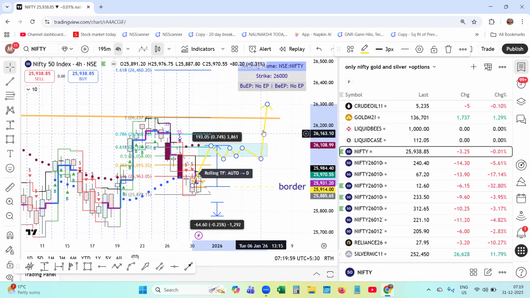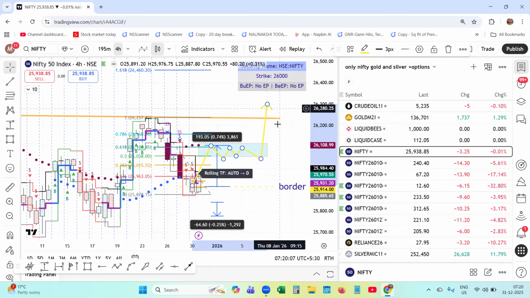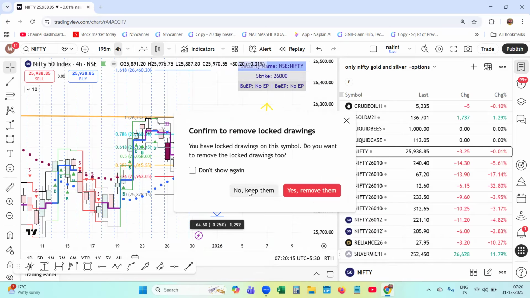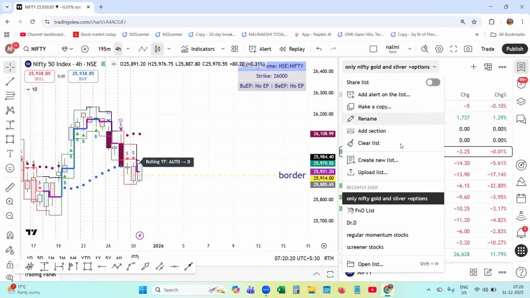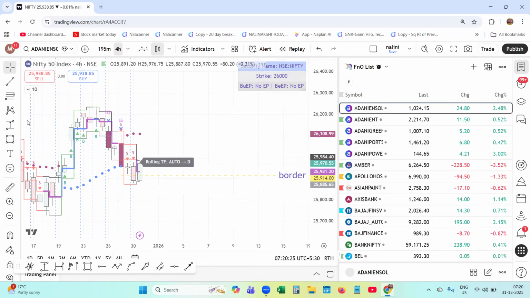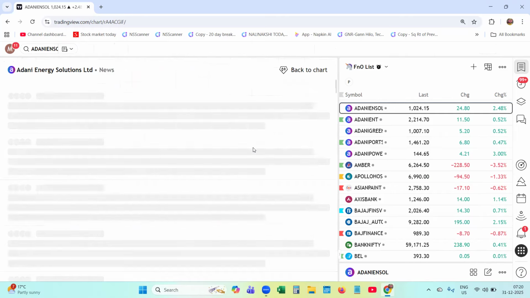You have learned about the new feature directly from TradingView. With this button, you get the option chain also. You get the news for any other stocks also. Let us try to see news from the FNO list. Adani Energy Solutions. Let us see the news, financials, documents. My God, there is so much news.